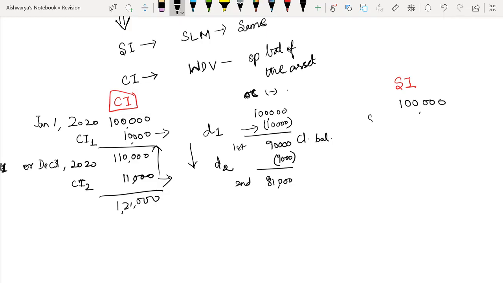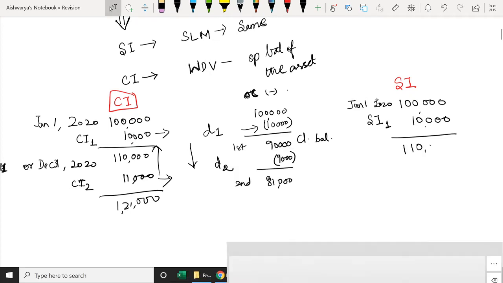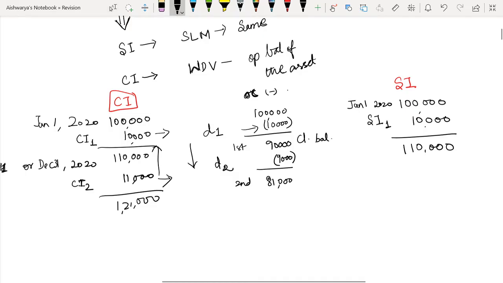Your SI in the beginning will be 10,000 because it is 10%. Closing balance will be, this is SI1. Again, this is Jan 1st, 2020. So this will become 1,10,000. So this will become your December 31st, 2020.